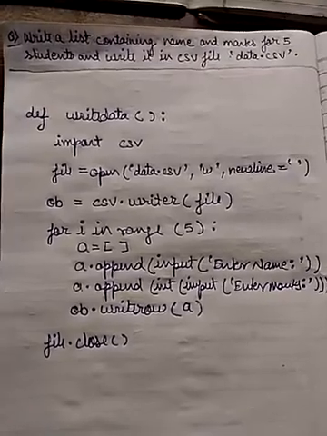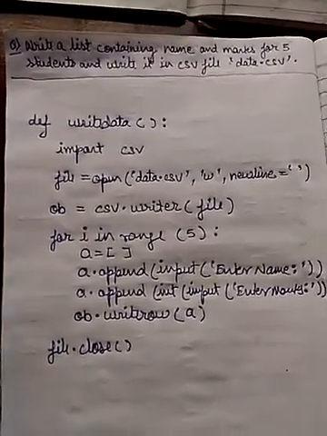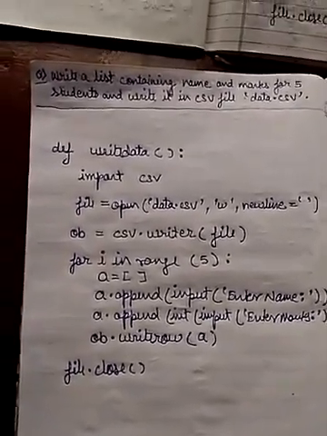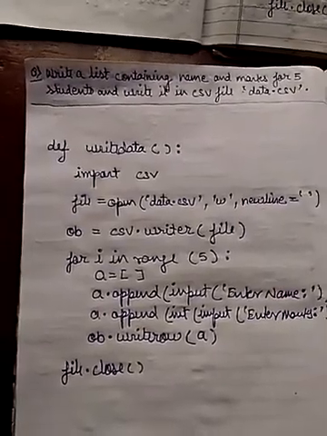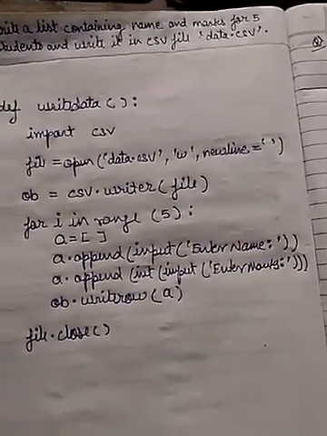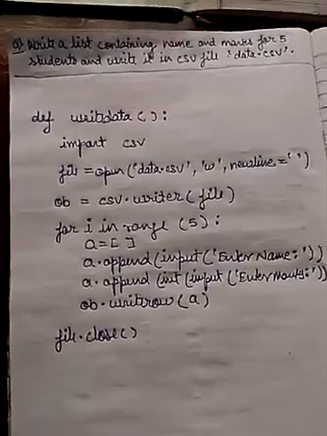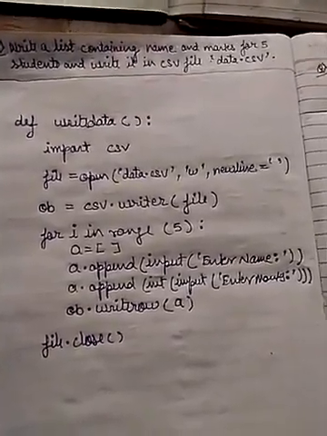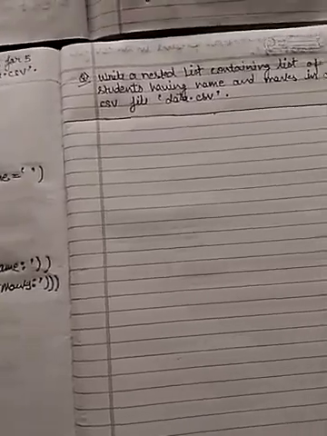Now I want to use the writerows function to write the records of students in the form of a nested list in the CSV file. Then let us see how we can implement this. We are implementing this with the help of this question: write a nested list containing a list of 5 students having name and marks in a CSV file data.csv.